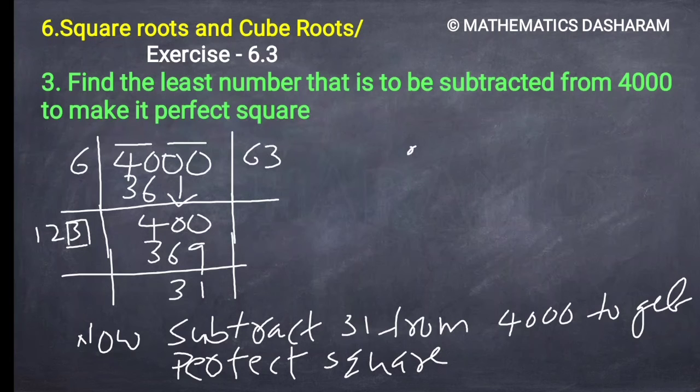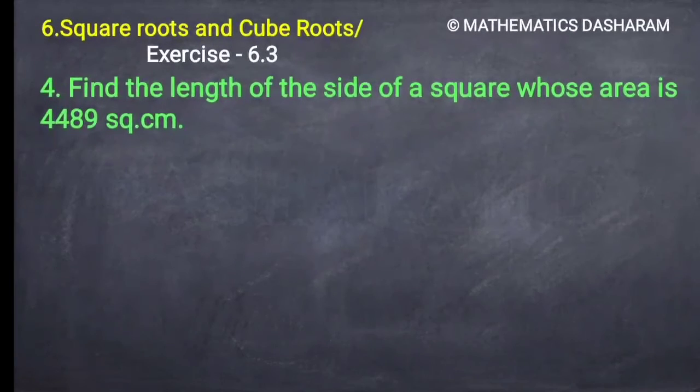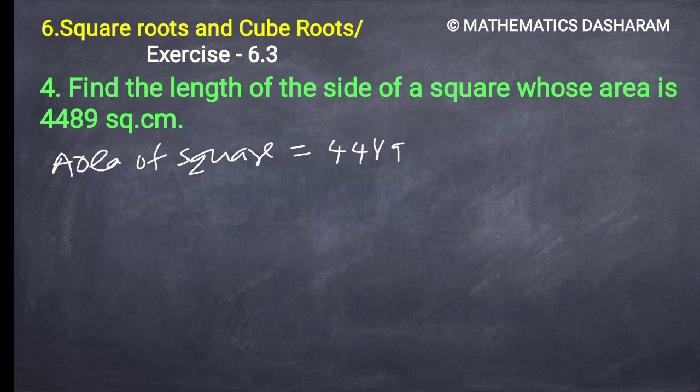So therefore the required least number is how much? 31 is the required least number. Next, fourth question is find the length of a side of a square whose area is 4489 square centimeters.